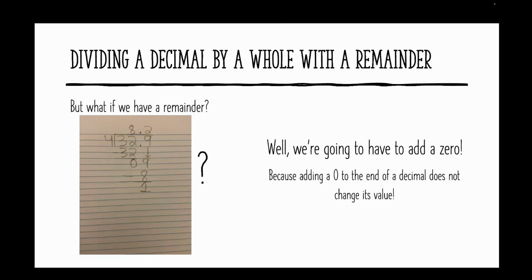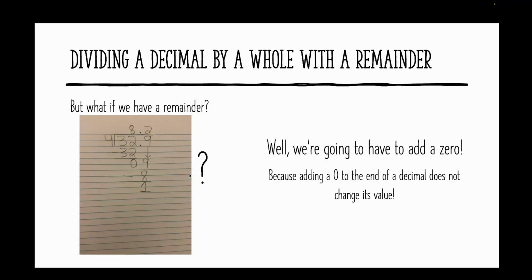But what if we have a remainder? So let's say instead of 32.8 as our dividend, what if we did 32.9? Well, it would start the same, but then we'd bring down the 9 instead of the 8. 4 goes into 9 2 times. 9 minus 8 equals 1. So we have 8.2 with a remainder of 1.